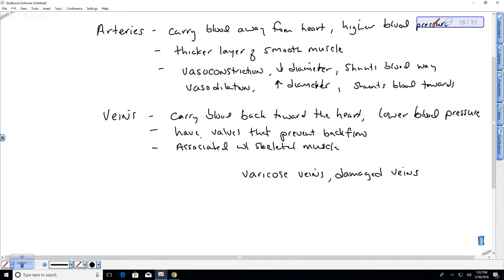Sometimes the blood will pool in those veins and you'll get what is called thrombosis. So this is the formation of a clot in an unbroken blood vessel.